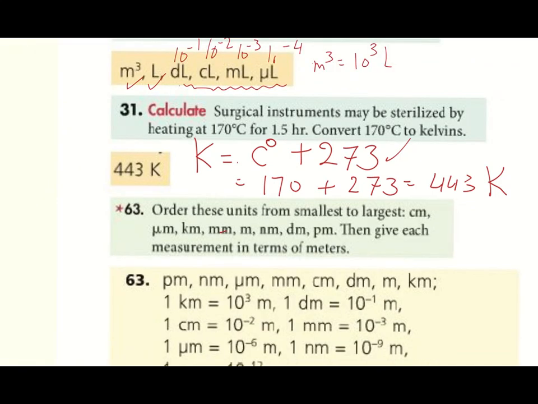Next question, order those units from the smallest to the largest. Micrometer, kilometer, millimeter, meter, nanometer, decimeter, picometer. And then give each measurement in terms of meter. So you write the value of each: kilometer 10 power 3, centimeter 10 power negative 2, micrometer 10 power negative 6, decimeter 10 power negative 1, millimeter 10 power negative 3, nanometer 10 power negative 9, and picometer 10 power negative 12.